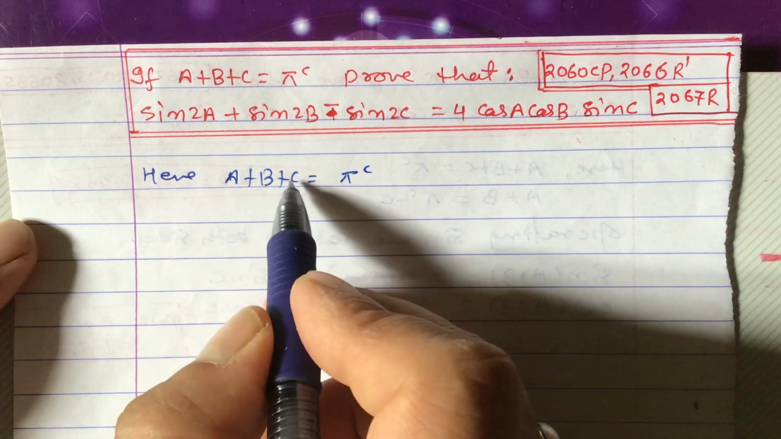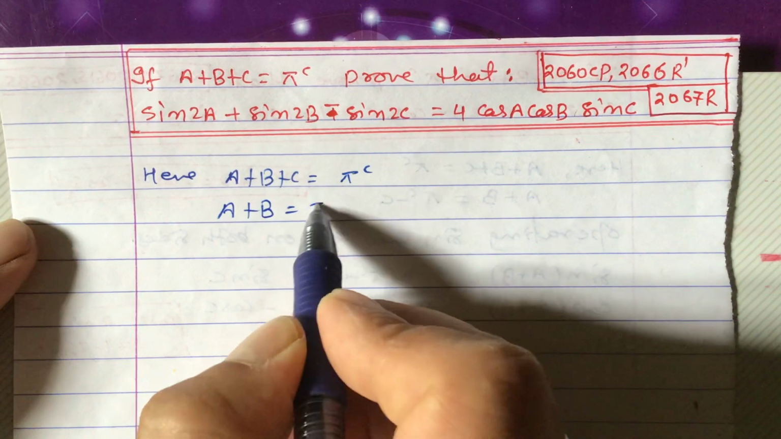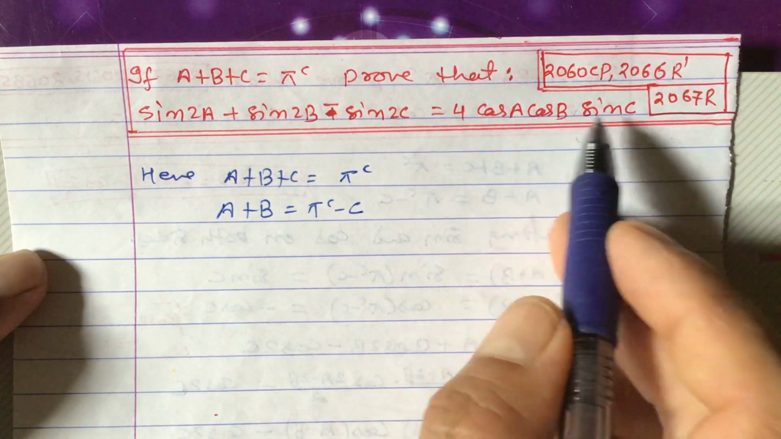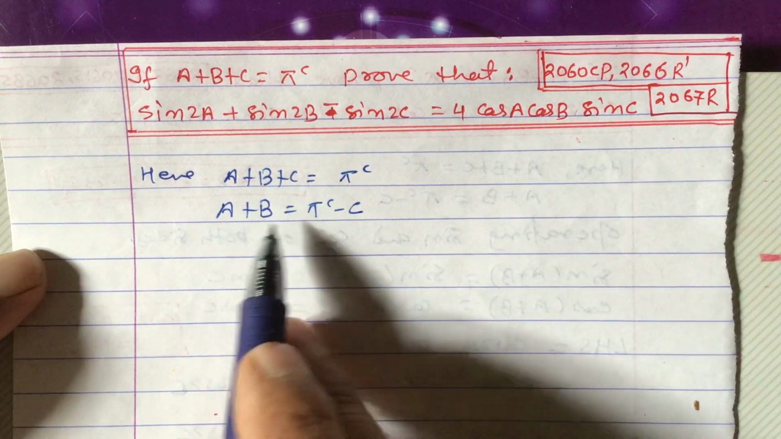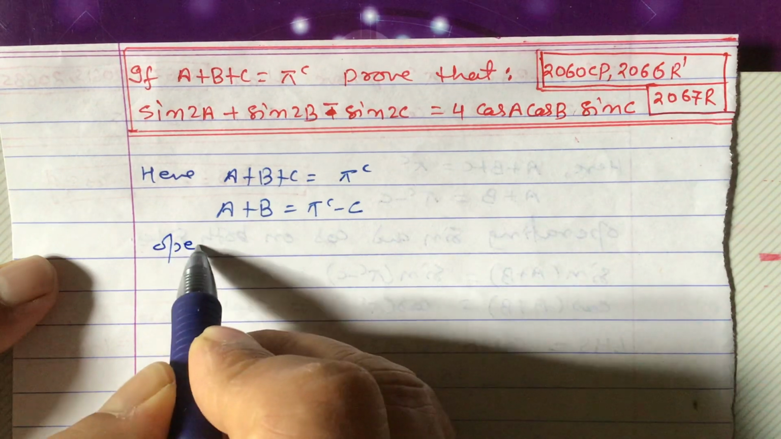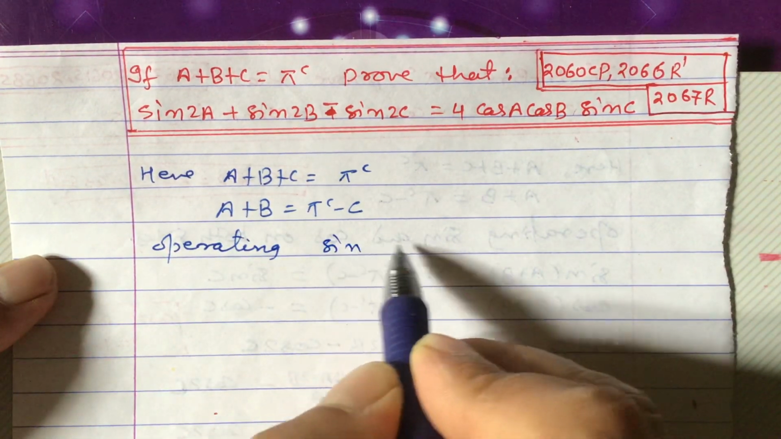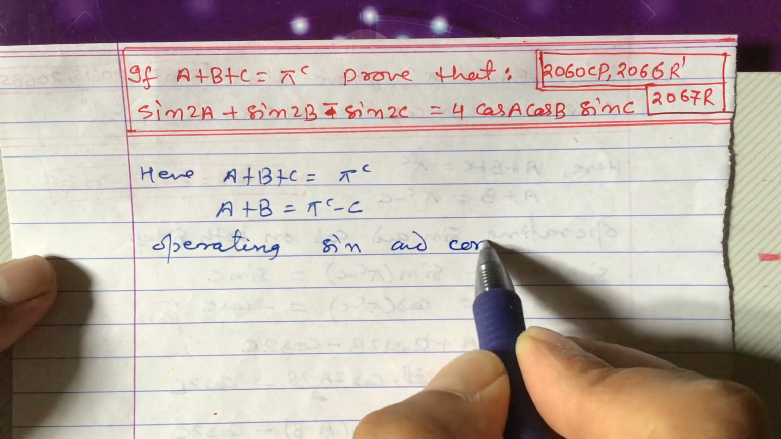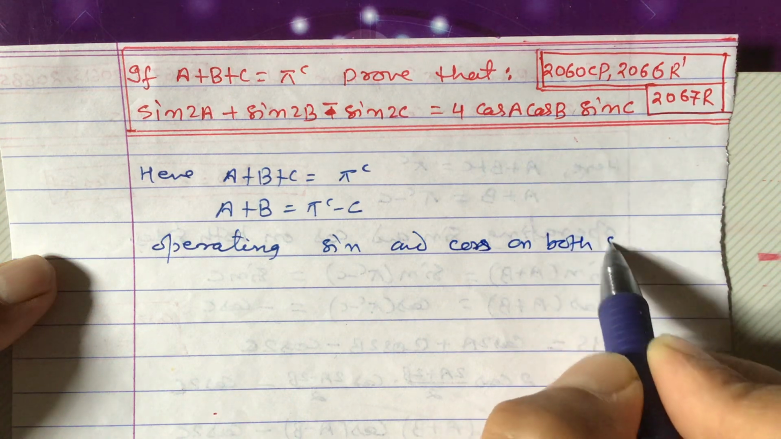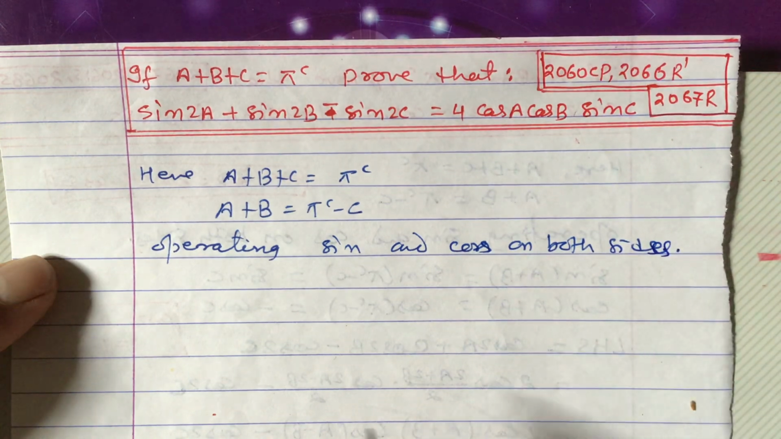So we can transpose this c to the right side, so you will get a plus b will be equals to pi radian minus c. Now since here we need to get a, b and c, no need to multiply by 2, no need to divide by 2, directly we'll operate. Now operating sine and cos on both sides.